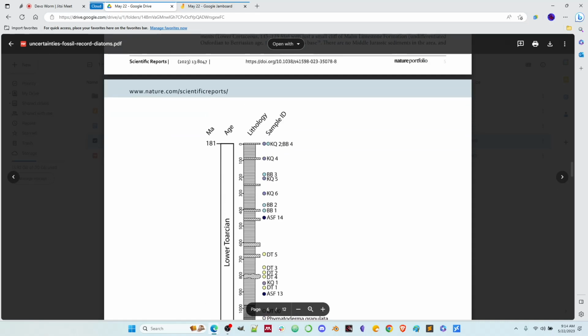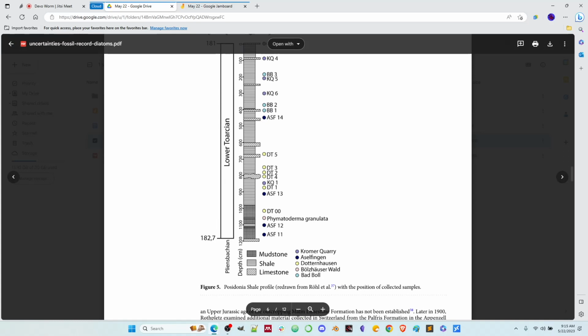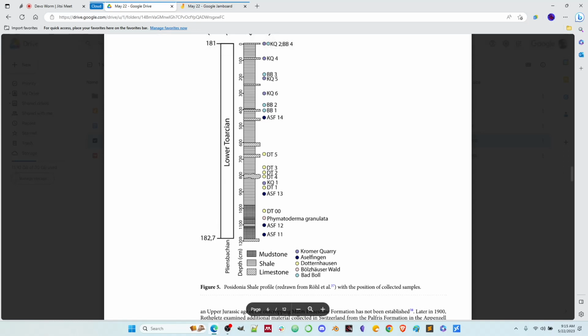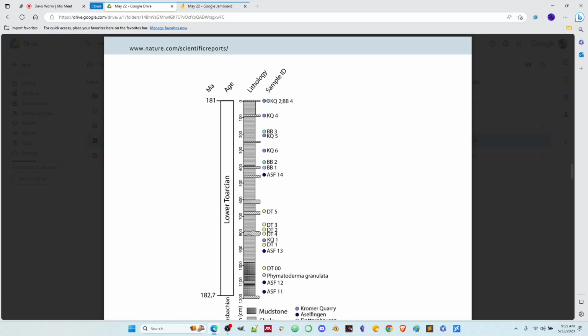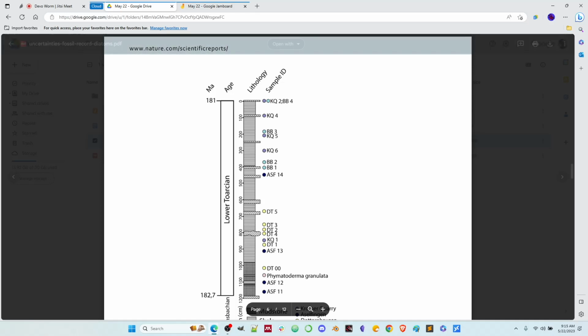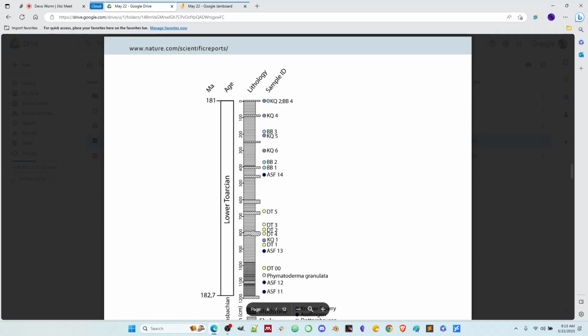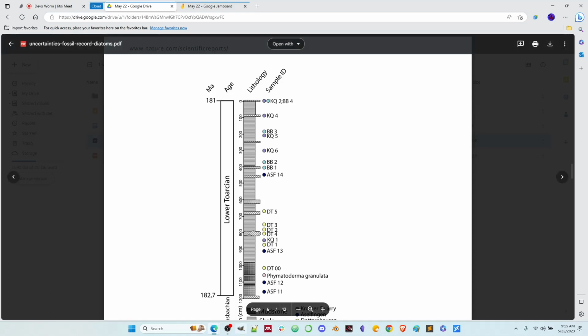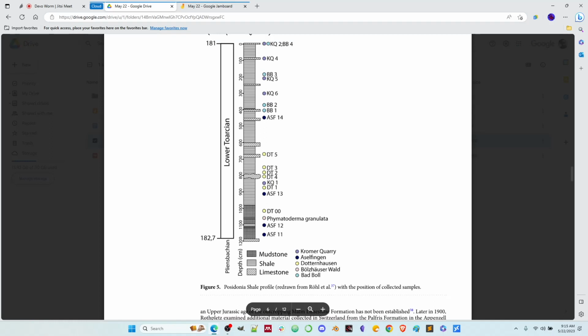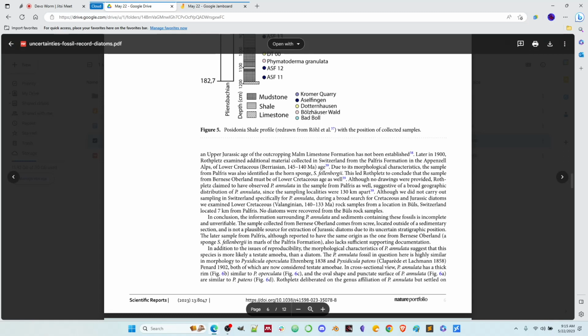So this is, I think, the timeline of their collected samples. This is depth in centimeters, so they're going down in depth at the site. They have these different samples that come from these different places. This is the number of years ago that these samples were gotten from, from 181 million years to 182.7 million years, going down into the assemblage. And so these are the positions of the collected samples going down.